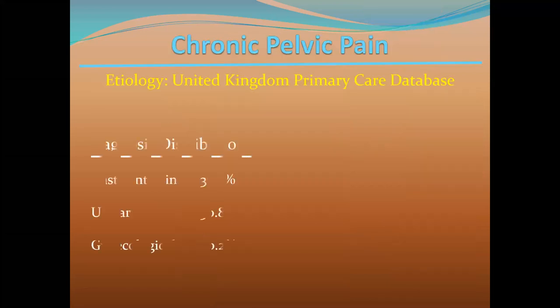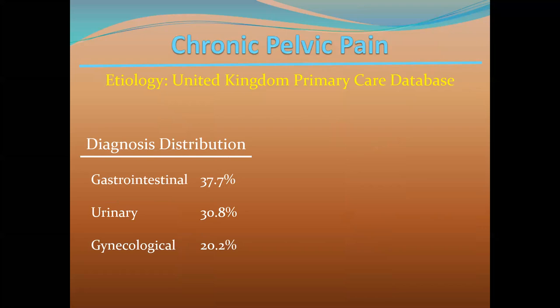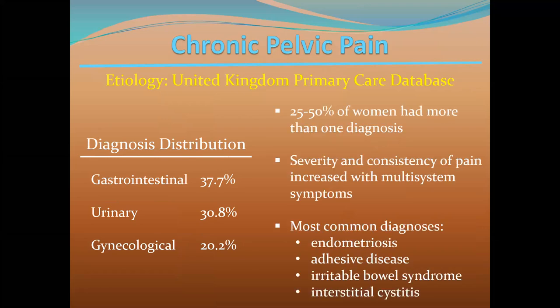Etiology: according to the database, the diagnosis distribution is gastrointestinal reasons 37.7%, urinary related 30.8%, and gynecological 20.2%. So 25 to 50% of women had more than one diagnosis. Severity and consistency of the pain increase with multi-system symptoms. The most common diagnoses are endometriosis, adhesive disease, pelvic inflammatory disease, inflammation, adhesion formation, irritable bowel syndrome, and interstitial cystitis.